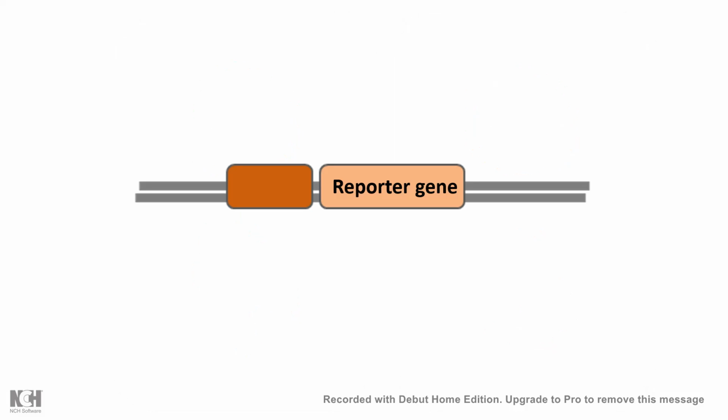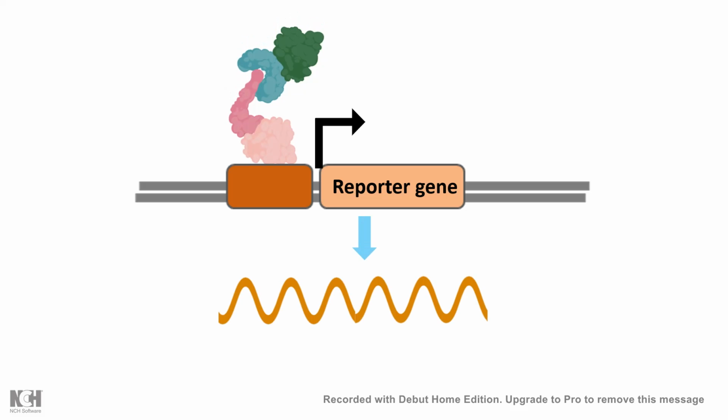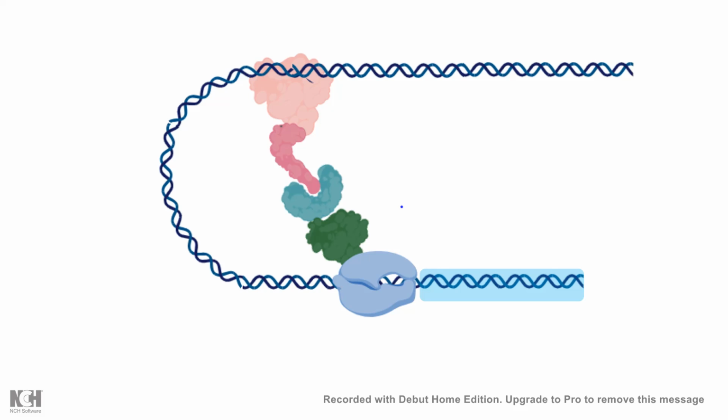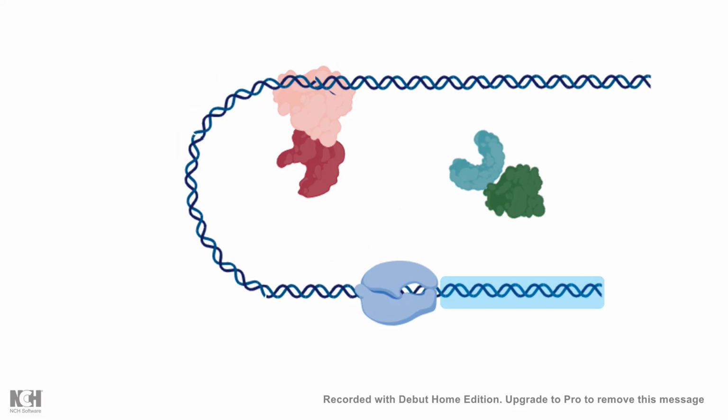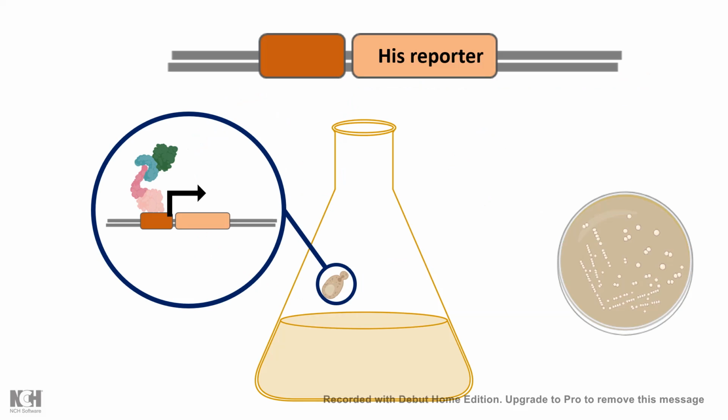Then you know that if bait and fish interact with each other, only then the reporter gene underneath the promoter would be transcribed, and that is happening. And if they are not interacting with each other, then the gene transcription won't happen.